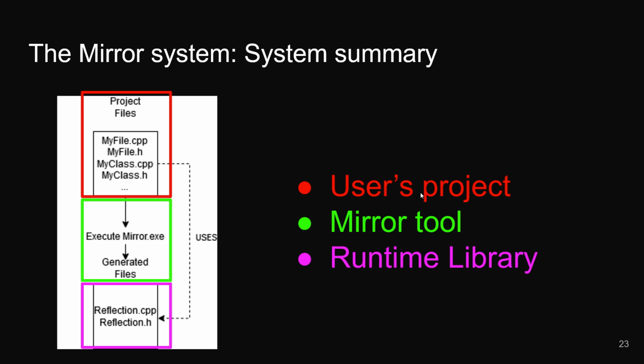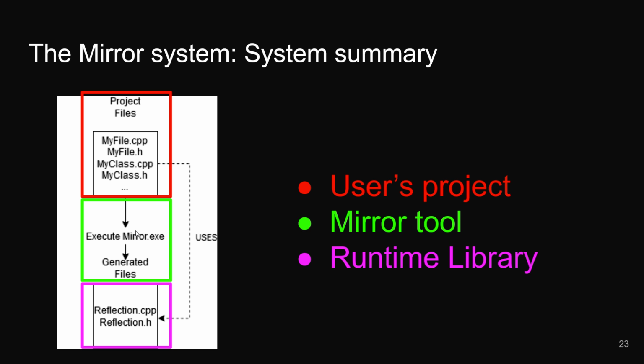The main parts of the mirror system are the mirror tool and the runtime library. Those are two really separate blocks, right? And the third element, of course, is the user's project. The way it works is that the mirror tool is going to be reading the files in the user's project, specifically the files where the objects are contained, the header files. Once we parse those objects, we will have the information stored in the mirror tool.